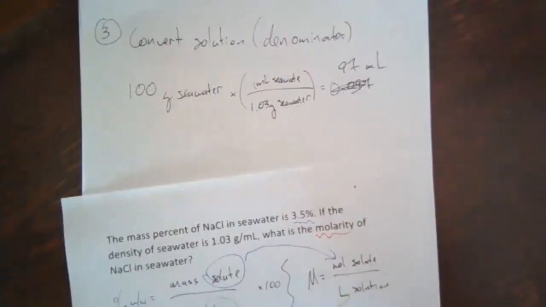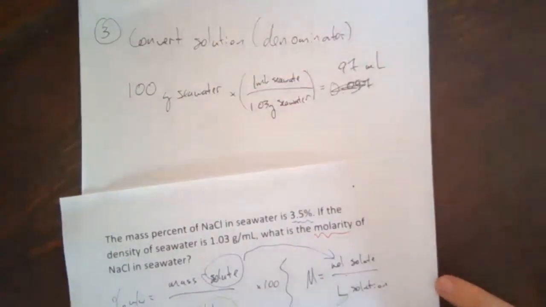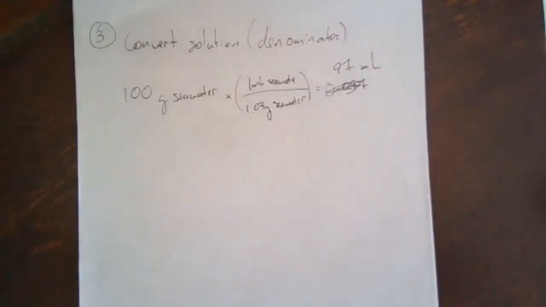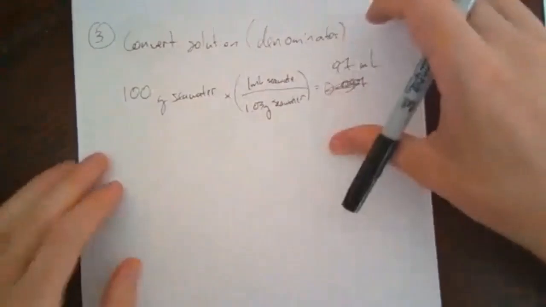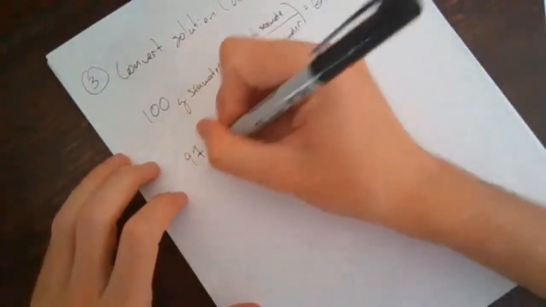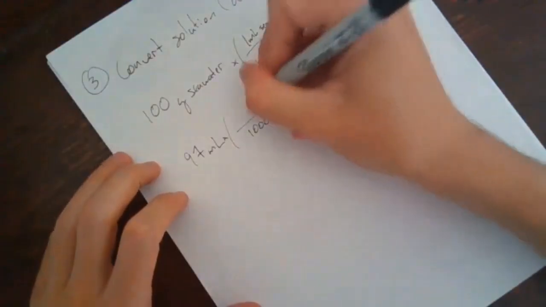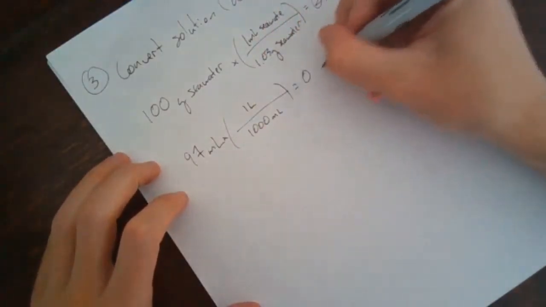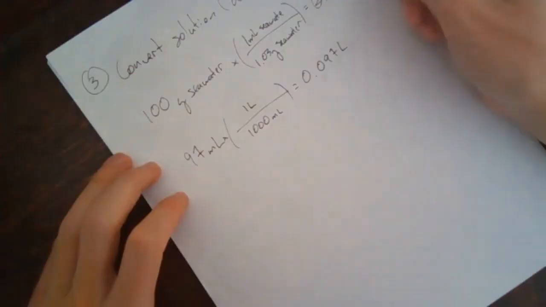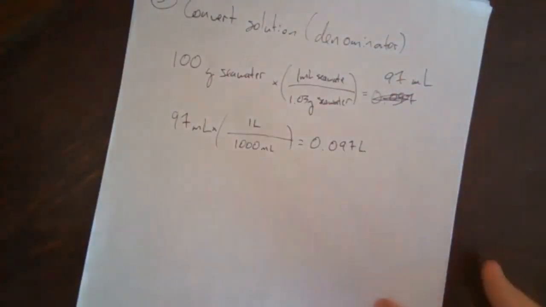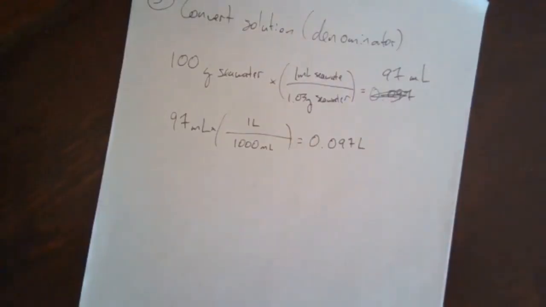So I'm from mass into volume, which is good. That's what the density allows me to do. Now I need to get all the way to liters. So I'm in 97 milliliters. I need to go the rest of the way into liters. There are 1,000 milliliters in a liter, giving 0.097 liters. So my 100 grams of seawater is the same as calling it 0.097 liters of seawater. Oh, I should label that.